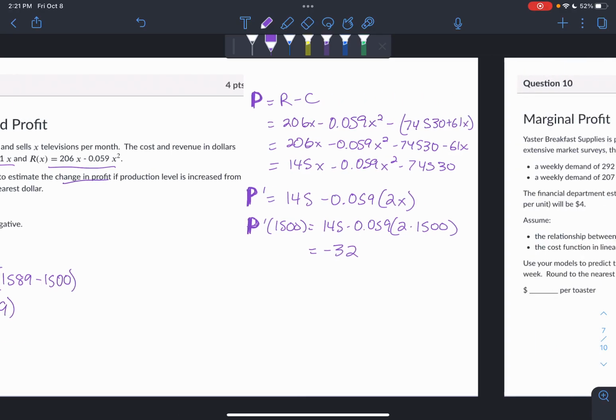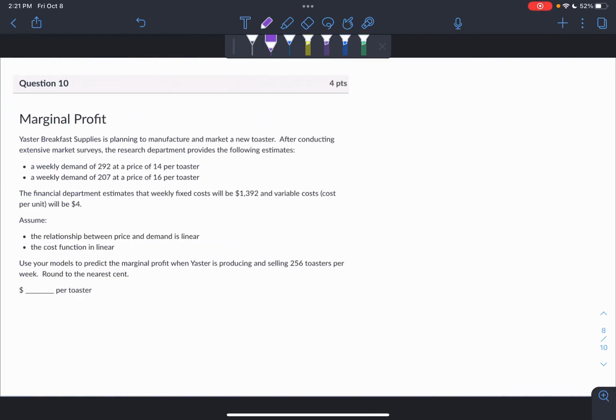Alrighty. Question 10. So this marginal profit question, we're given two statements here that talk about the weekly demand and what the price was. So these kind of form points. 292.14 and 207.16. We also know that we have fixed costs of $13.92 and a variable cost of 4. And then we can assume that the relationship between price and demand is linear. So the relationship between these 2 points are linear.